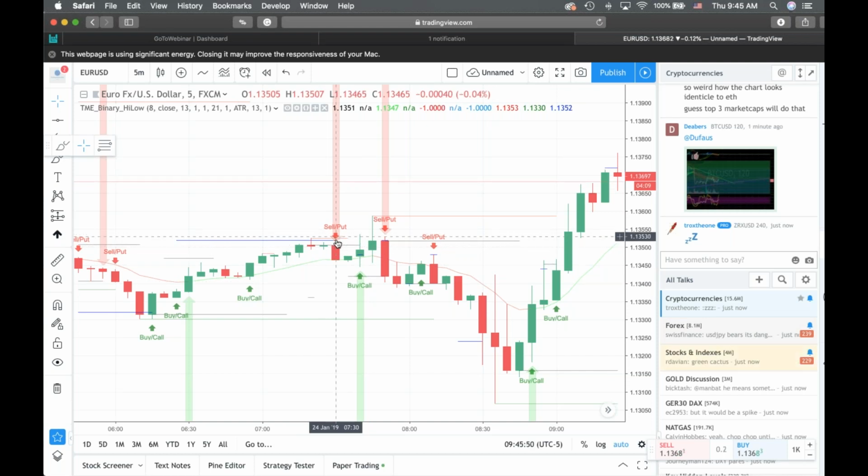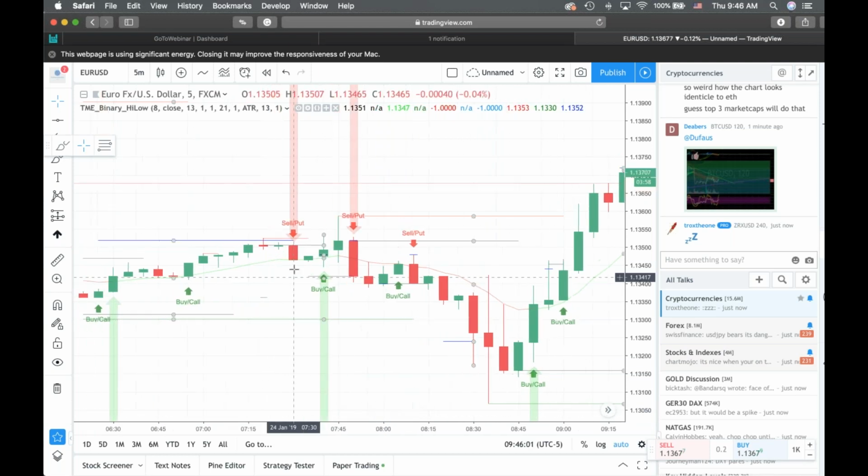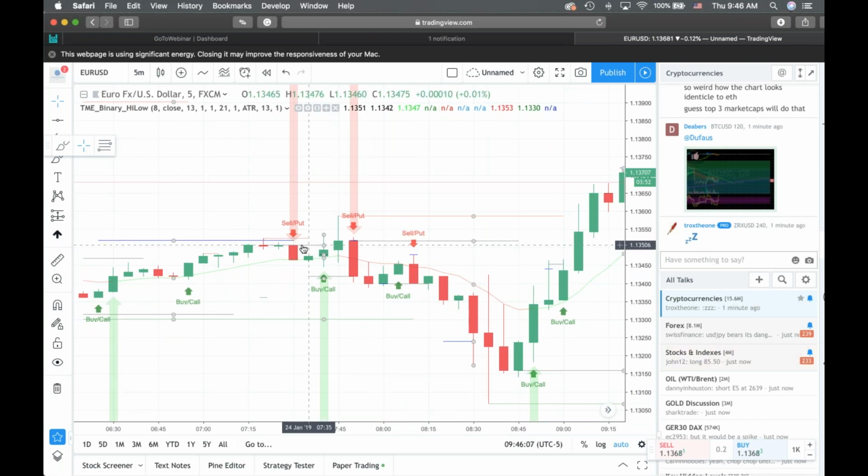So let's see. We had a sell arrow here, and then we're looking for the first trade. What happened here? It didn't go up all the way. We have three horizontal lines here, if you can see, 1, 2, and 3. You can use either one, or you can use all of them, and I'll show you what I mean.